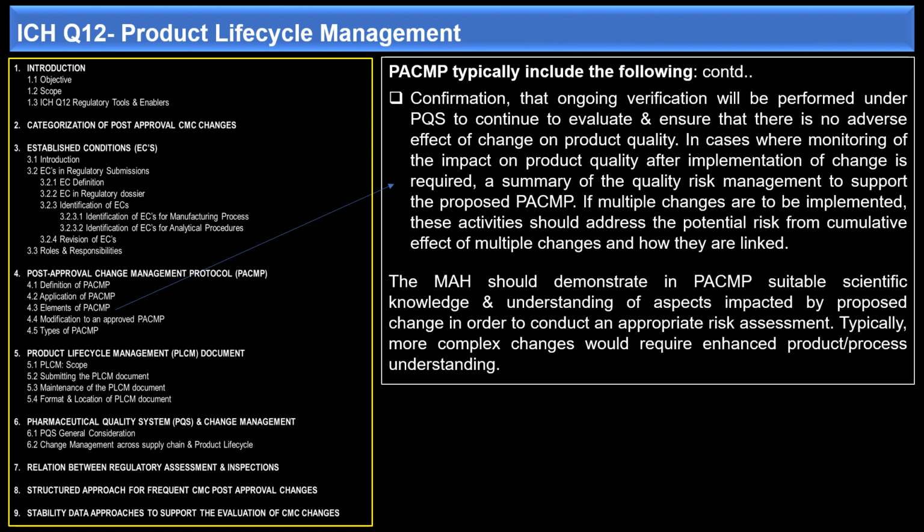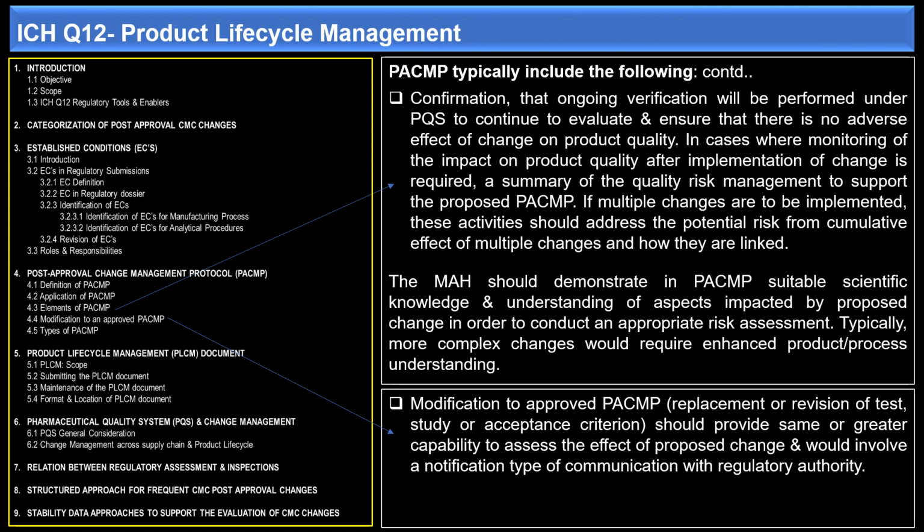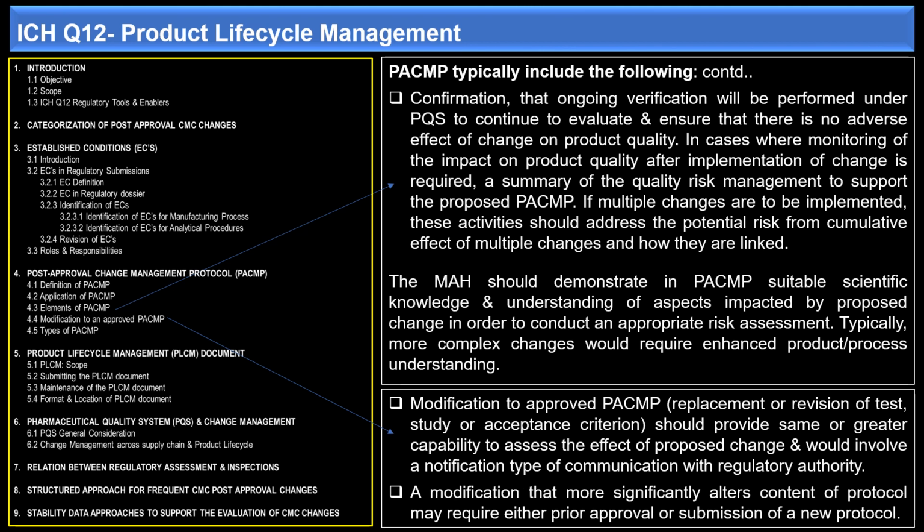The MAH should demonstrate that the protocol reflects suitable scientific knowledge and understanding of aspects impacted by the proposed change in order to conduct appropriate risk assessment. Typically, more complex changes would require enhanced product and process understanding. If we look at the modification of the approved change protocol, it again falls into the same two categories. So modification should provide the same greater capability to assess the impact and would involve a notification type of communication with the regulatory authority. Modification that more significantly alters the content of the protocol will require a prior approval or submission of a new protocol.